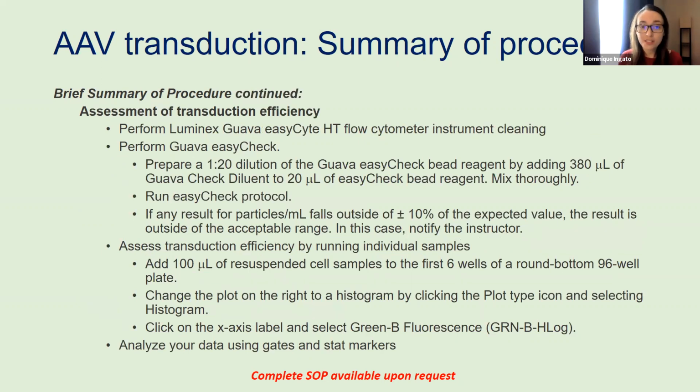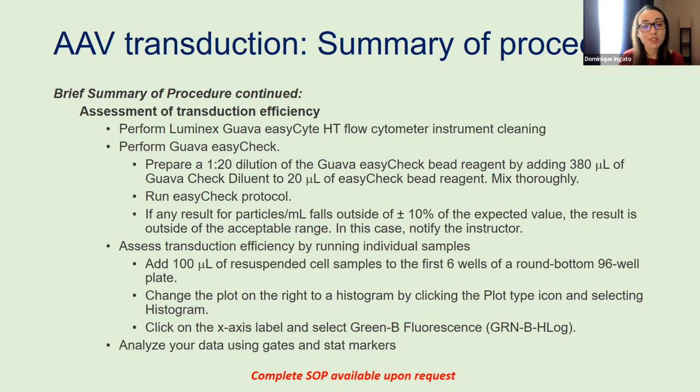So for our transduction efficiency, this is a little bit more complex. And again, this is just a brief summary, so there are many more steps. But using the flow cytometer, you have to start off by cleaning the instrument and performing an easy check. So essentially making sure that the instrument is functioning as expected. Oftentimes you can purchase easy check beads that will allow you to determine if the instrument is in fact counting all of the beads that pass through it, as you want it to count all of the cells that pass through and come up with an appropriate concentration. And if you find that your concentration falls outside of the boundaries of 10% of what is expected, you know that there may be some type of an issue there.